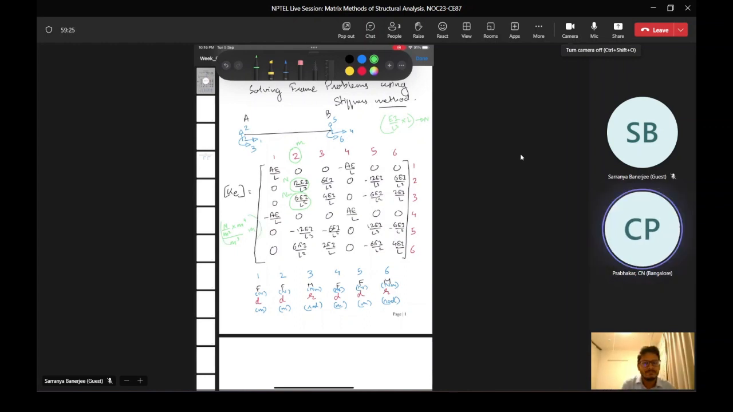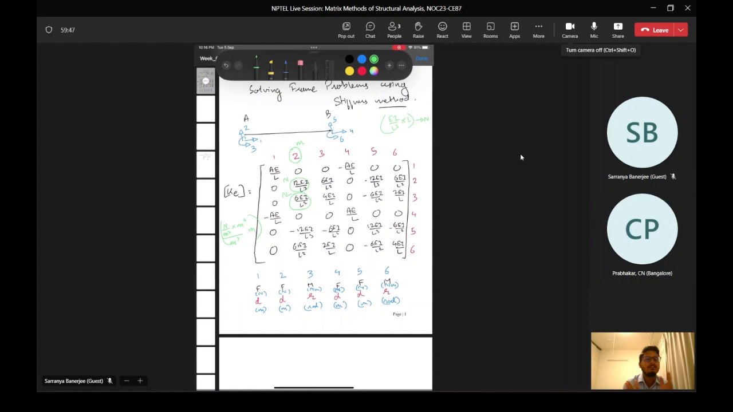What I got confused about was EI by L cube. It gives Newton per meter. That is the stiffness per meter, that is what I mean. Stiffness is like force per unit length, so always force per unit length, Newton per meter.